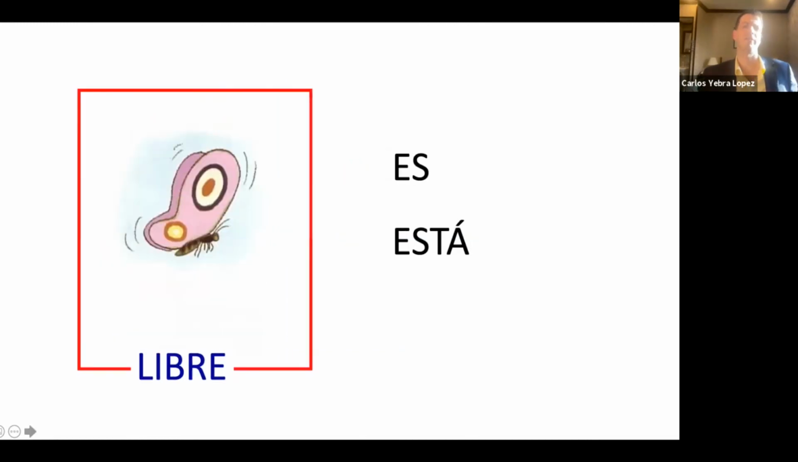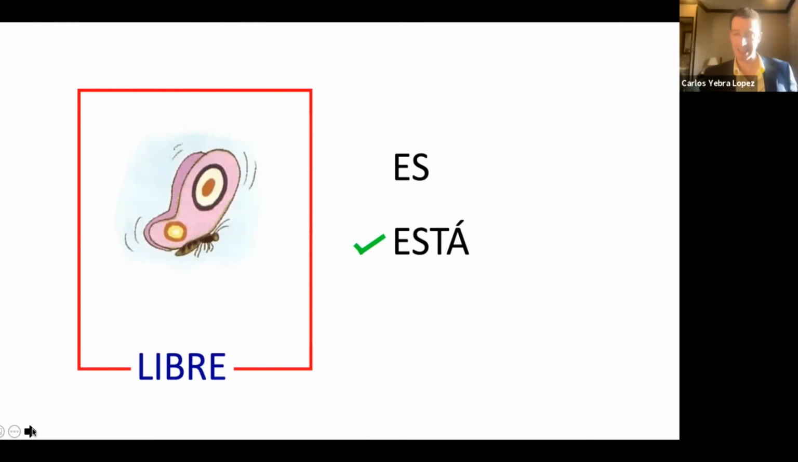What about this butterfly? ¿Es libre o está libre? Well, it depends on what we mean. If we say the butterfly está libre, it means that she is free, as in, for instance, she was trapped in a cage and now she's out of that cage and therefore está libre. So there is a condition or state that recently changed.